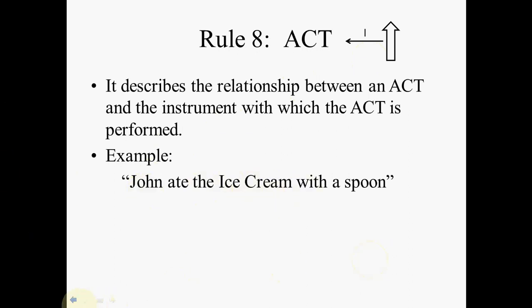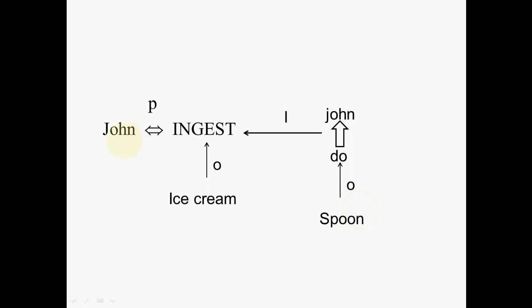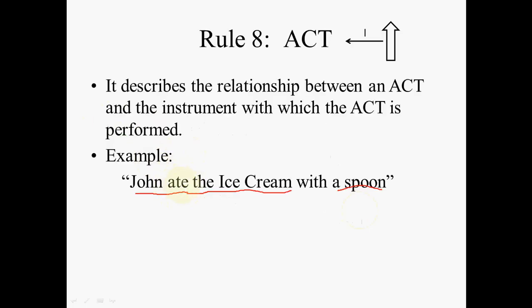Now, whenever you want to represent such sentences, you need to break this down. First you say John ate. Use rule number 1 that describes the relationship between the object and an action. So it will become John, and ate means ingest, right? Now for this ingest action, what is the object of ingestion? It is ice cream, and the ice cream was ingested using what instrument? A spoon, right? And again see, ate is past tense.